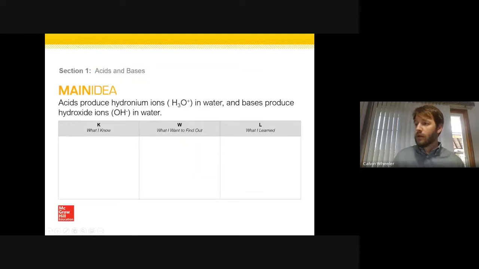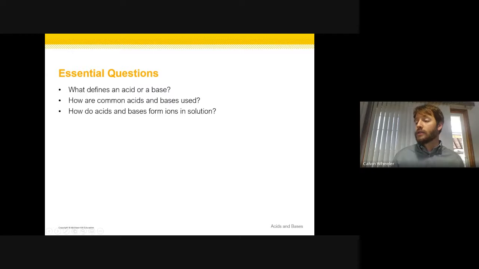So the main idea for section 1 is that acids produce hydronium ions or hydrogen ions in solution or in water, and bases produce hydroxide ions. And we'll find that those lead to similar properties for those solutions. And so the essential questions that we want to be able to answer are: what defines an acid or a base? How are common acids and bases used? And how do acids and bases form ions in solution?